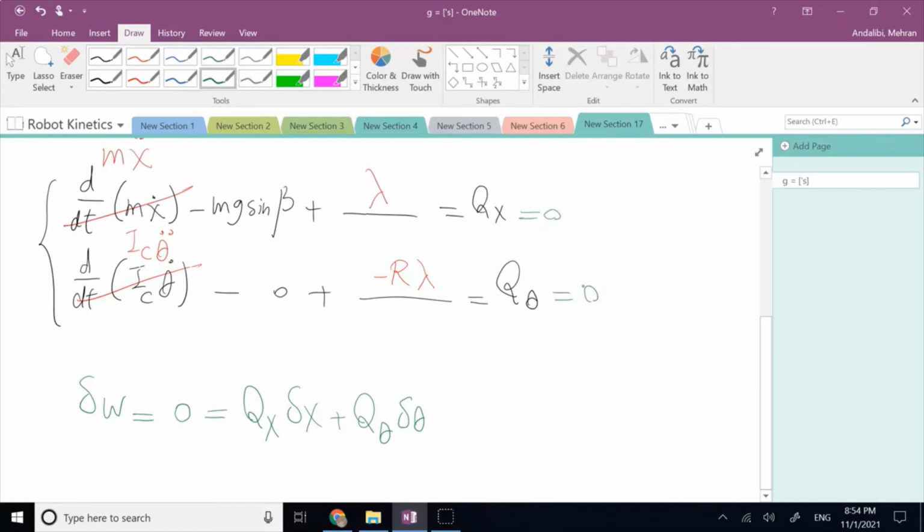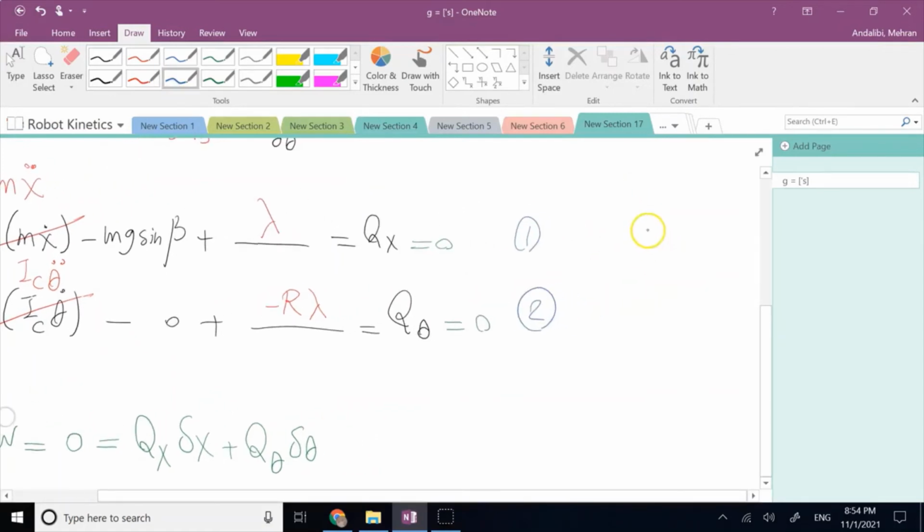So now I got my two equations, equation 1 and 2. I have two equations. My unknowns are x double dot, theta double dot, and lambda.